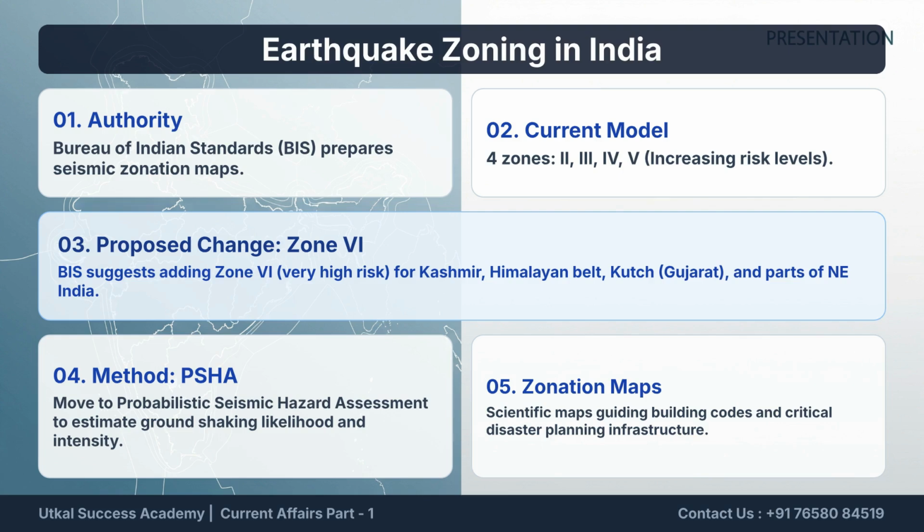The Bureau of Indian Standards proposes adding a Zone 6 for very high-risk areas like Kashmir, the Himalayan belt, and Kutch, using probabilistic seismic hazard assessment.